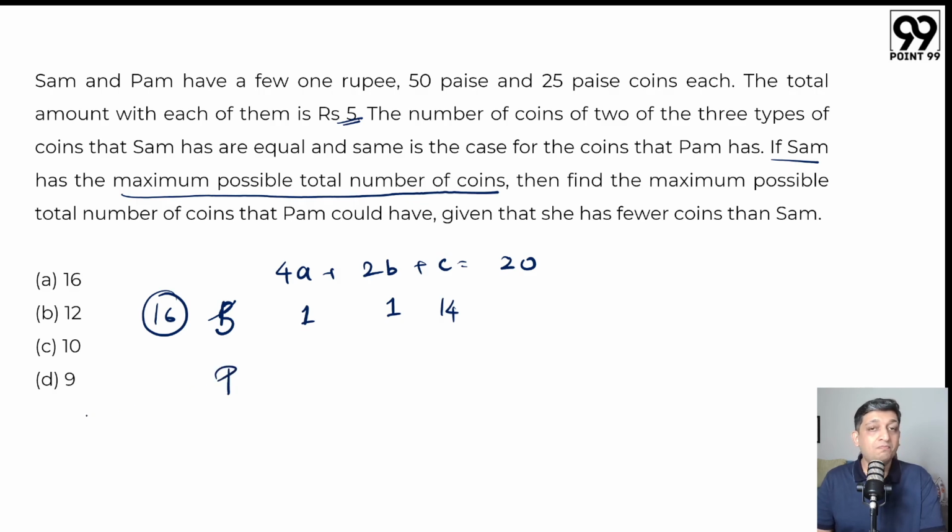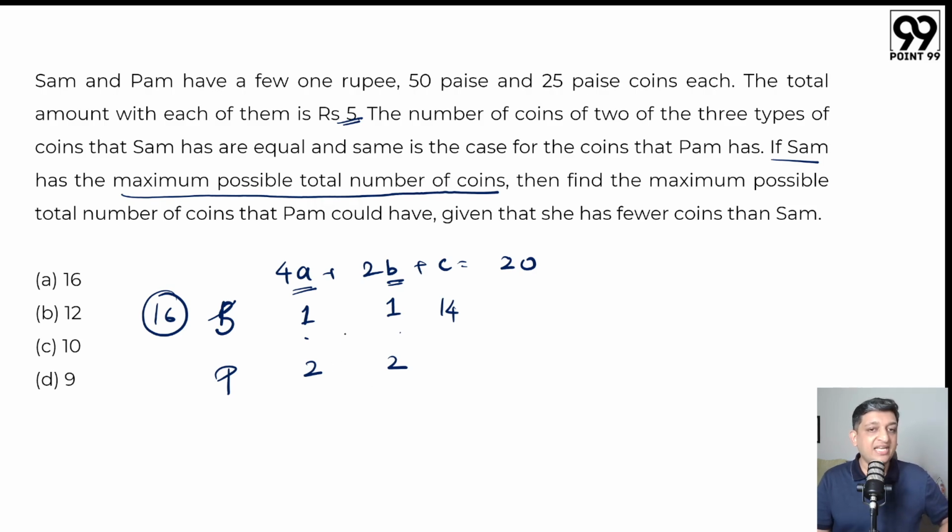Now what happens to Pam? We know that Pam has fewer coins than Sam, and I need to find the maximum possible number of coins with Pam. So what will we do here? Instead of taking one here and one here, we will make both of them 2, because it is in our best interests to minimize A and B as much as possible, and only if we make them 2, 2 will we be able to minimize them.